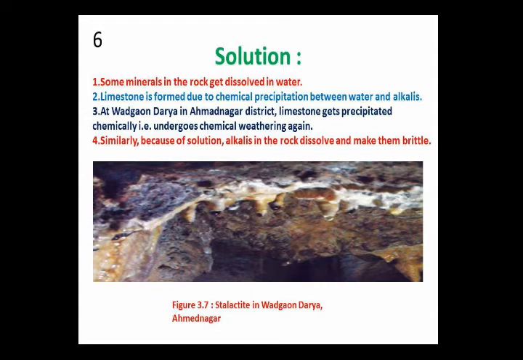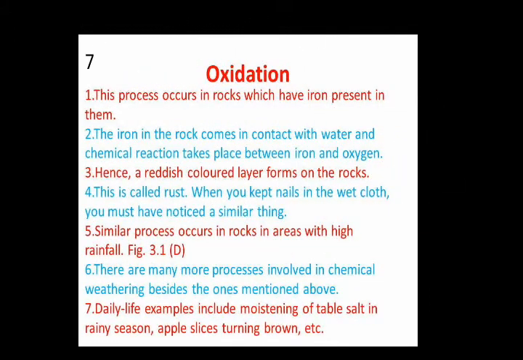Third, oxidation. This process occurs in rocks which have iron present in them. Oxidation is the reaction of different minerals, especially iron, with oxygen. Iron in the rock comes in contact with water and a chemical reaction takes place between iron and oxygen. Remember activity number 2 with the nails. Hence a reddish colored layer forms on the rocks and this is called rust. The rusting process is complete when iron reacts with water and oxygen. When you keep nails in a wet cloth you must have noticed a similar thing. Similar processes occur in rocks in areas with high rainfall, especially coastal, equatorial and tropical regions. There are many more processes involved in chemical weathering besides the ones mentioned above. Daily life examples of oxidation include the moistening of table salt in the rainy season or an apple slice turning brown.